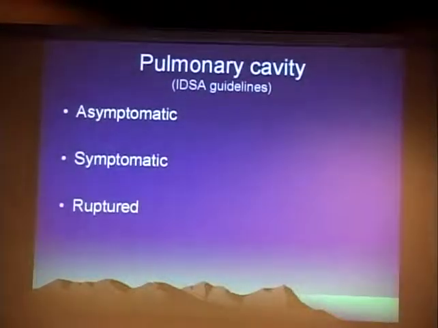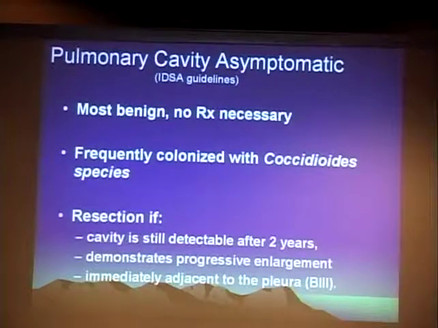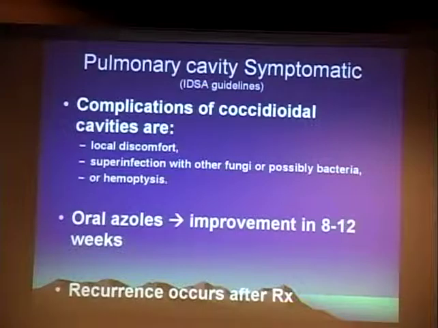Now, what do you do if somebody comes in with a pulmonary cavity, you've done a bronch, and it turns out they actually have Coccidioides species, but it was something noticed on x-ray and it's asymptomatic? Well, if it's asymptomatic, it's most of the time benign. It'll resolve on its own. It's frequently colonized with Coccidioides species, but there's no real need or urgent issue in treating these patients. You may consider treatment, again, if the cavity is still detectable after 2 years, develops progressive enlargement, or is immediately adjacent to the pleura. Now, complications you need to be aware of: there's local discomfort, there could be superinfection, hemoptysis.